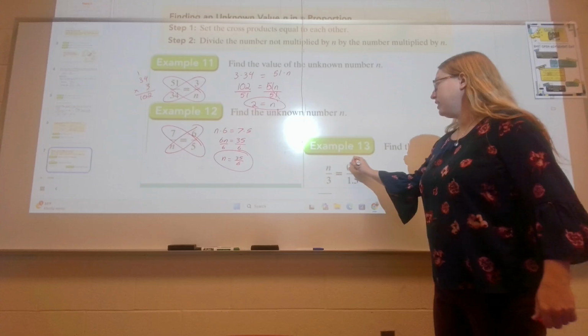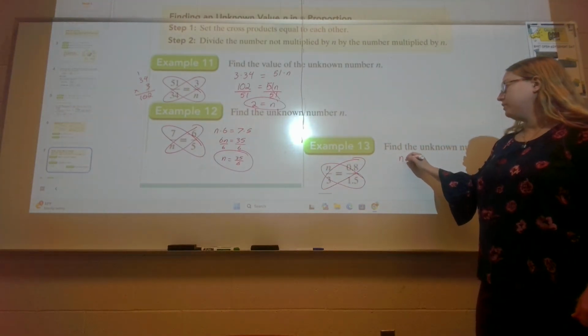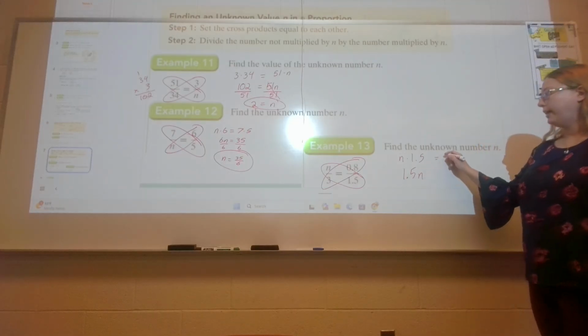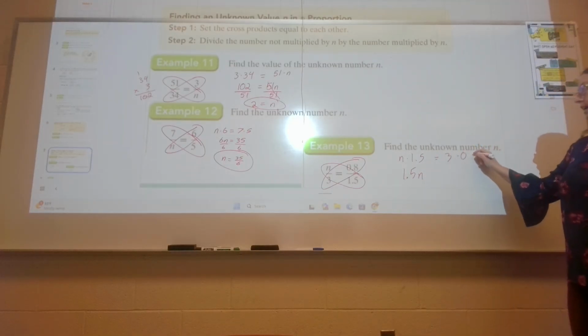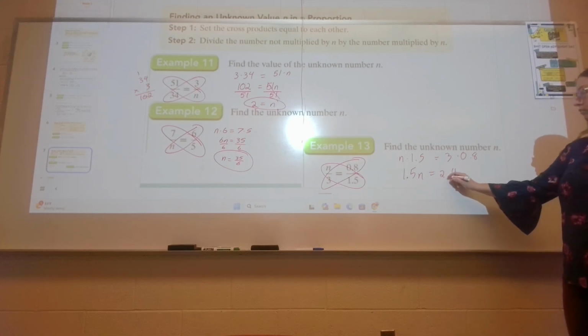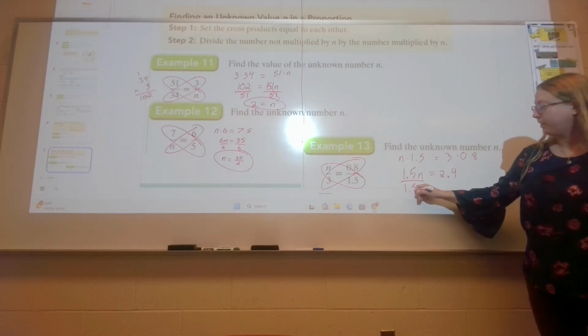Right, example 13, same idea. Cross multiply. We have n times 1.5, which is 1.5n, and 3 times 0.8, which I just happen to know is 2.4. Now it's again just a matter of trying to get n by itself. How do I get n by itself? Divide. So I'm going to divide by 1.5.